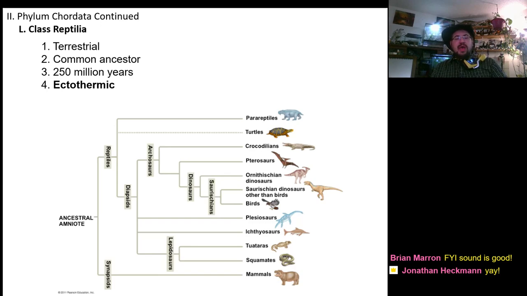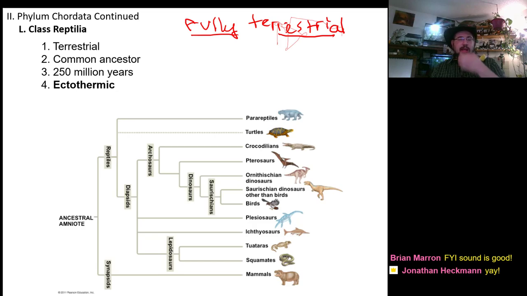So the big thing about reptilia is that we now have fully terrestrial vertebrates. We are not reliant on water for anything except, you know, drinking it. So we can move much further inland. We are no longer needing to stay by the water, allowing us to exploit even more environment. So reptilia is the common ancestor for both dinosaurs and mammals.